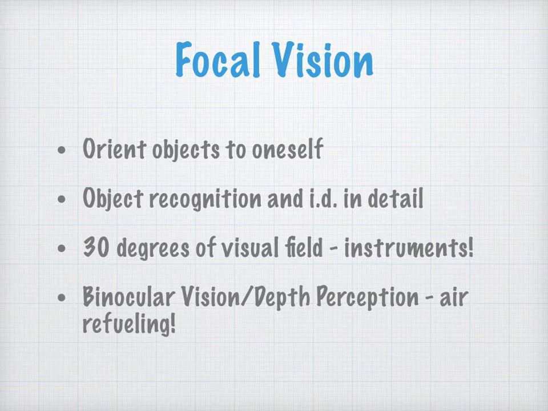Focal vision allows one to identify an object in space and to orient it with respect to oneself. The object is recognized in fine detail by using our central or macular vision, but it can be expanded to functionally include the central 30 degrees of the visual field. It is the visual field used for instrument flying. And when you add binocular vision, which provides depth perception, you have a visual skill which is critical for operations such as air refueling and formation flying.